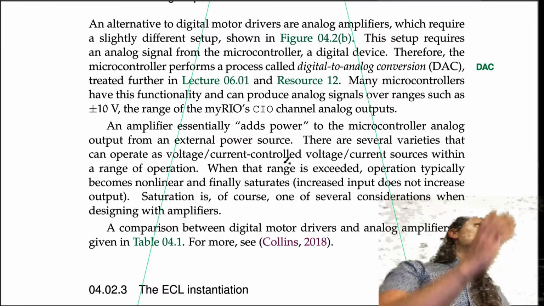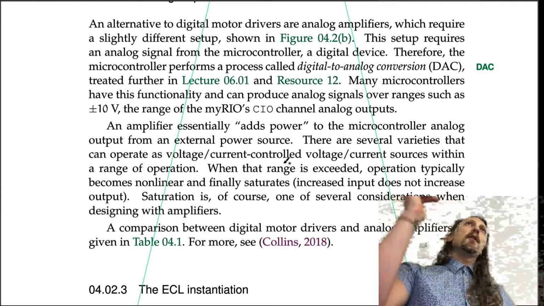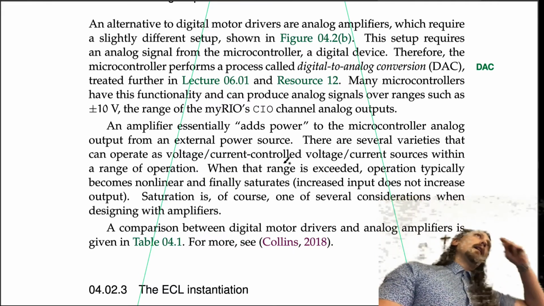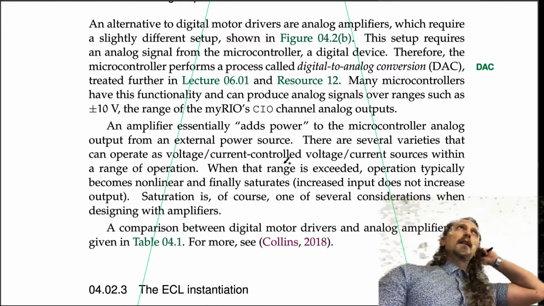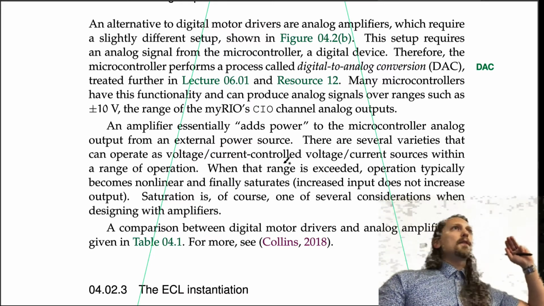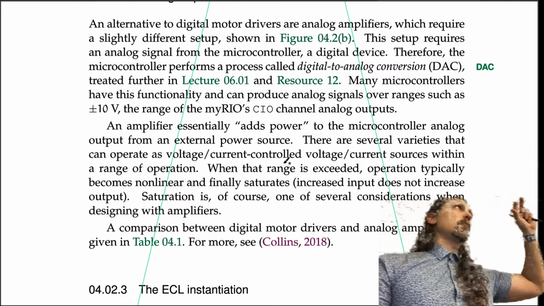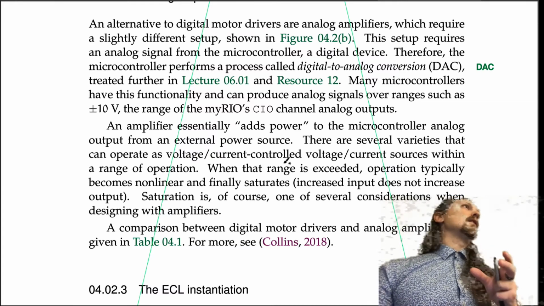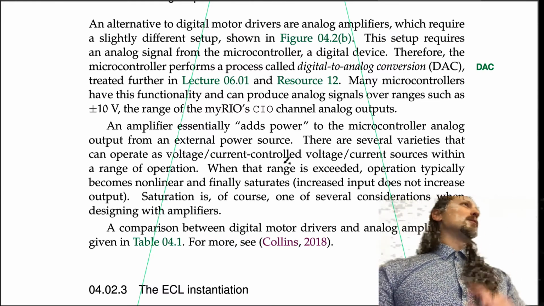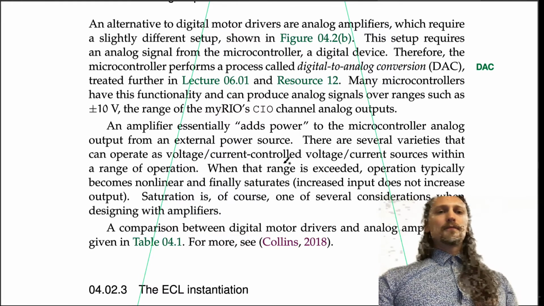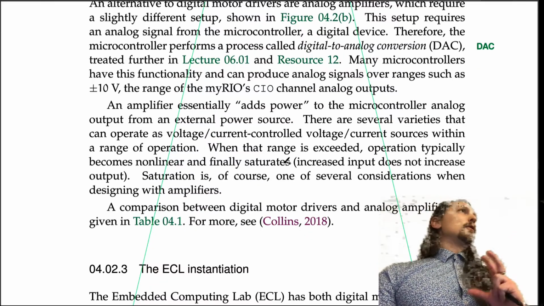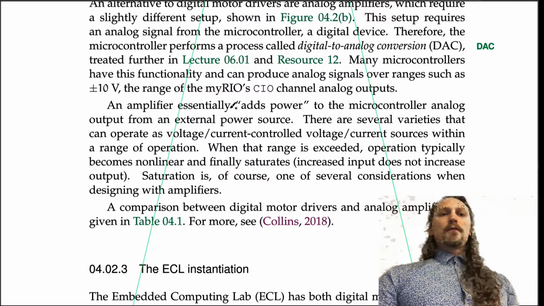So connector C has plus or minus 10. There are a bunch of analog outputs that can do 0 to 5 volts in connectors A and B, I think. But connector C has got the good ones. It can do plus and minus 10 volts, and the resolution's better than those.